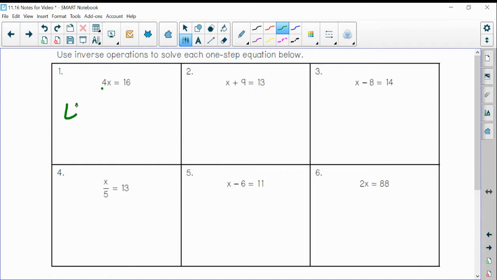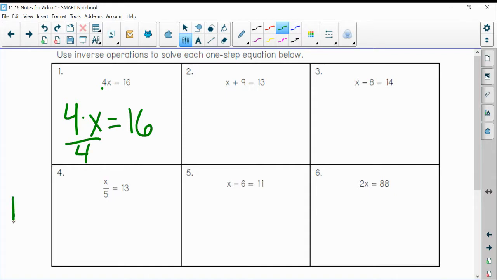So remember, when I have a number next to a variable like that, it implies multiplication. We learned that last year. We've seen it a couple times this year, but we definitely talked about it last year. So remember, if I have a number next to a variable, that means I am multiplying. And what did we just say was our inverse of multiplication? Division. So in order to get rid of times 4, I'm going to divide by 4.